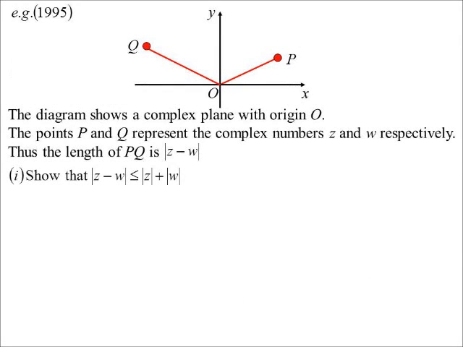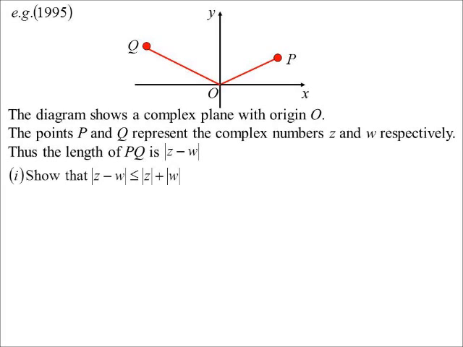All right, let's look at a question then. This is a nice one to show you what I was talking about with the triangle inequality. They gave us this diagram, P and Q. They represent complex numbers Z and W. And just to help you out, they say, thus the length of PQ must be the modulus of Z minus W. The vector is head minus tail. The length of it would be the modulus. You could have also said W minus Z, of course, because we're talking about absolute value. It doesn't really matter which way in this case.